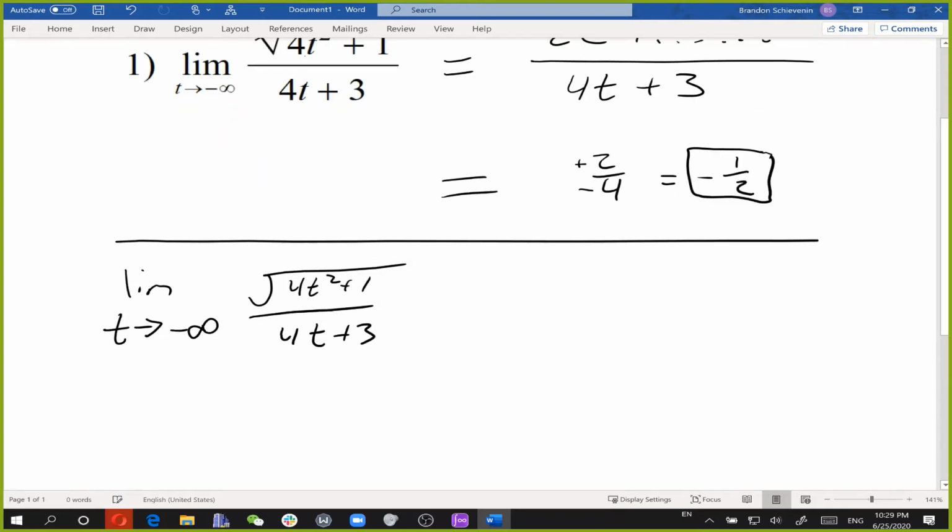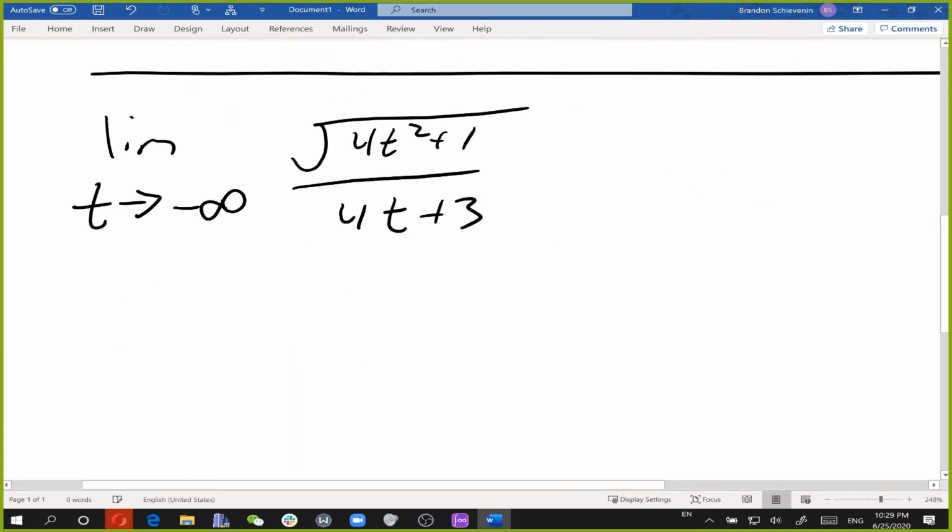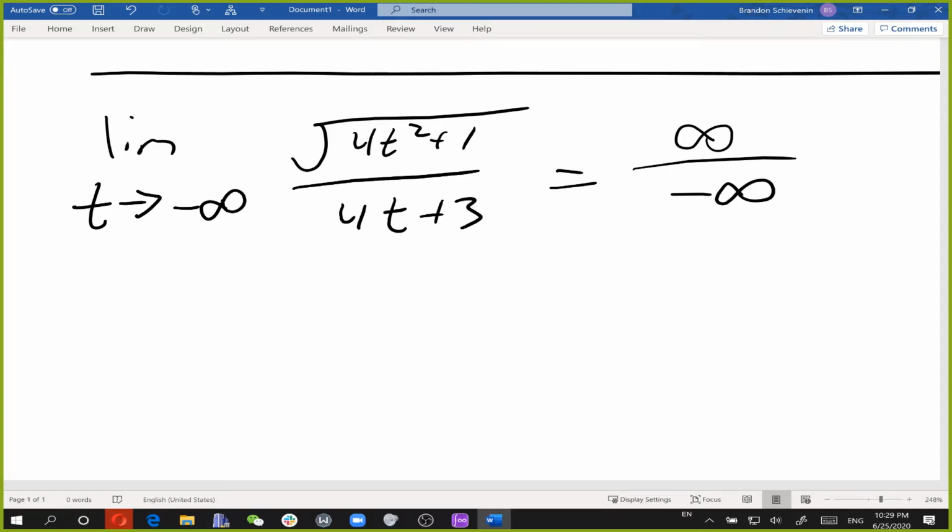Okay, if I plug in negative infinity right now, I'll have negative infinity squared is positive infinity times 4 plus 1 is still positive infinity. Underneath the square root is still positive infinity on top. On bottom, 4 times negative infinity is negative infinity plus 3 is still negative infinity. So I have infinity over negative infinity, which means I can use L'Hospital's rule.